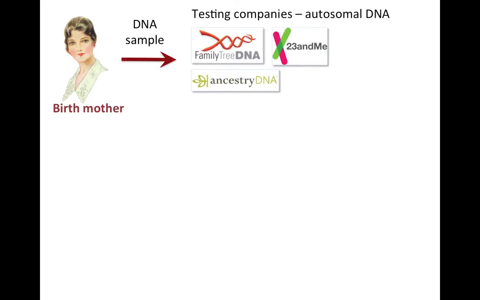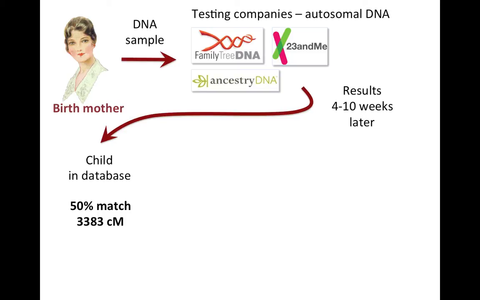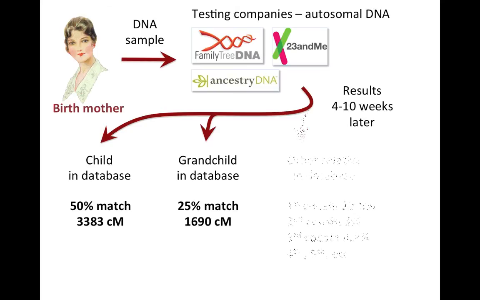But if she, for example, had taken a DNA test and given a DNA sample to these three testing companies and ordered an autosomal DNA test, her results would have appeared 4 to 10 weeks later. And if her child was in the database, it would come up as an immediate 50% match. If he had a child himself, then that would come up as a 25% match.